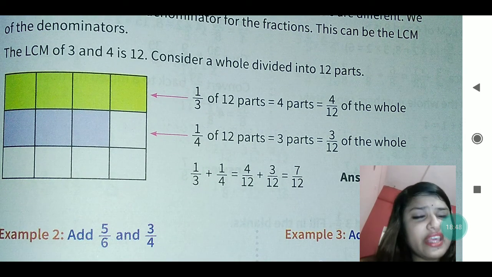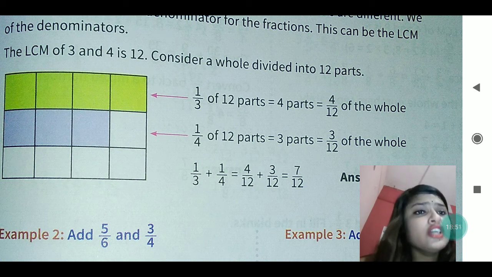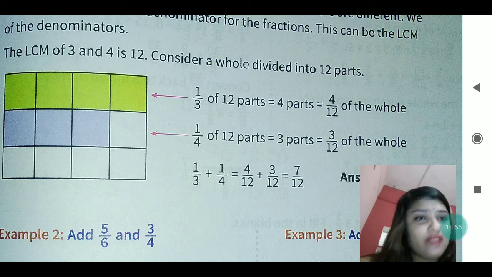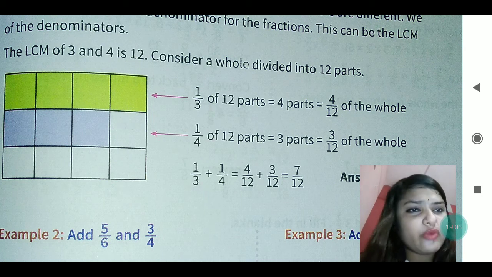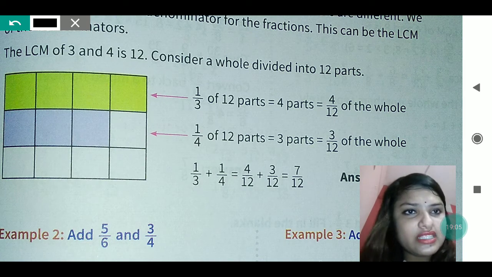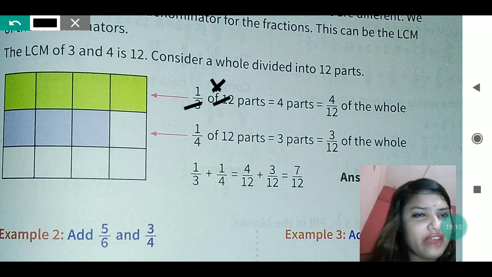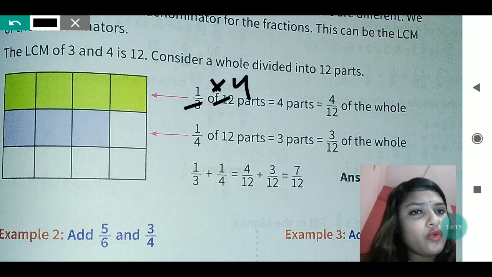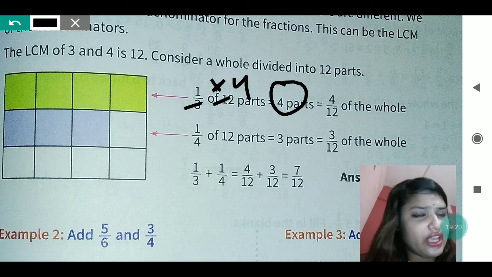You can see 1 by 3 and 1 by 4 are written. So 1 by 3 of 12 parts equals 4. Just see what has been done: 1 by 3 of 12, where "of" means multiplication. 12 divided by 3, in the table of 3, is 4 times. So 4 into 1 will be 4. So 4 is the part, and 12 we write as the whole.